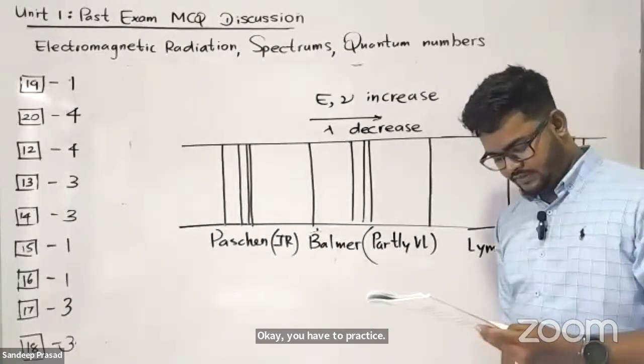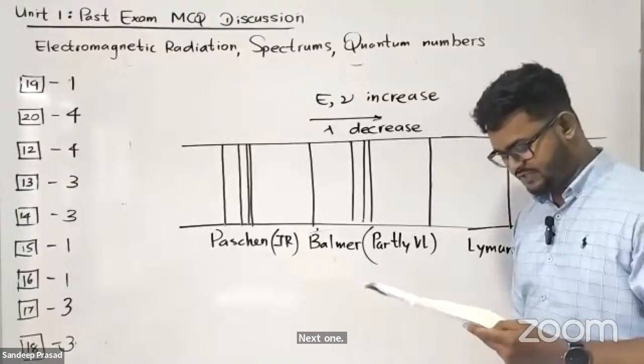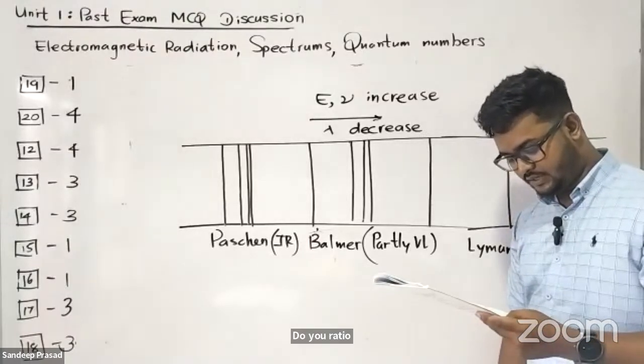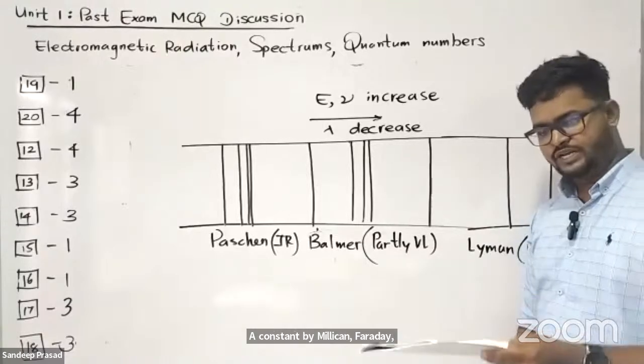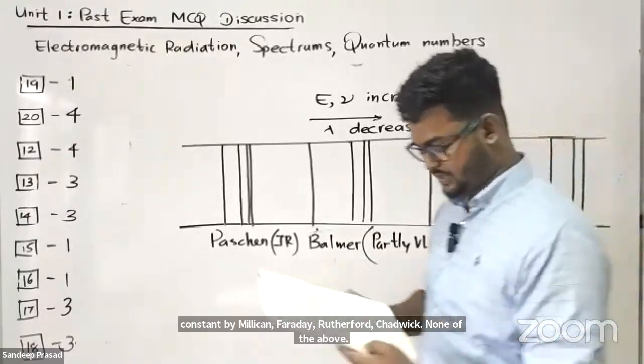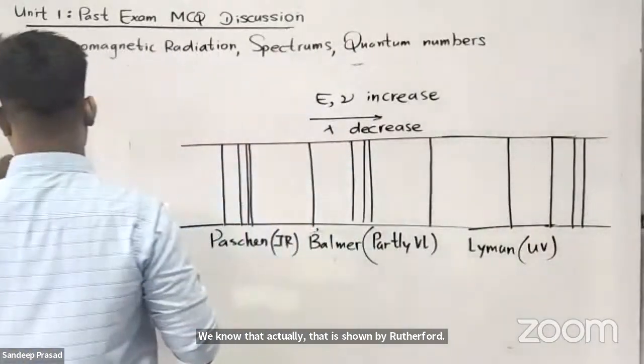Next one, e over m ratio of cathode rays was first shown by: Millikan, Faraday, Rutherford, Chadwick, none of the above. We know that actually that is shown by Rutherford. So therefore question number 21, answer is number 5.